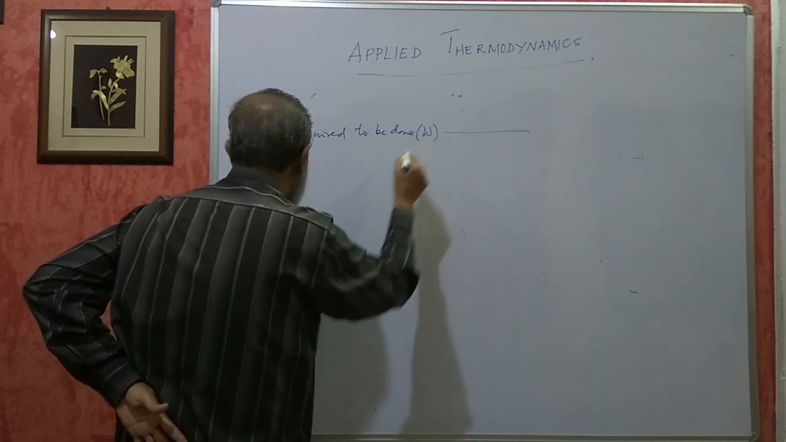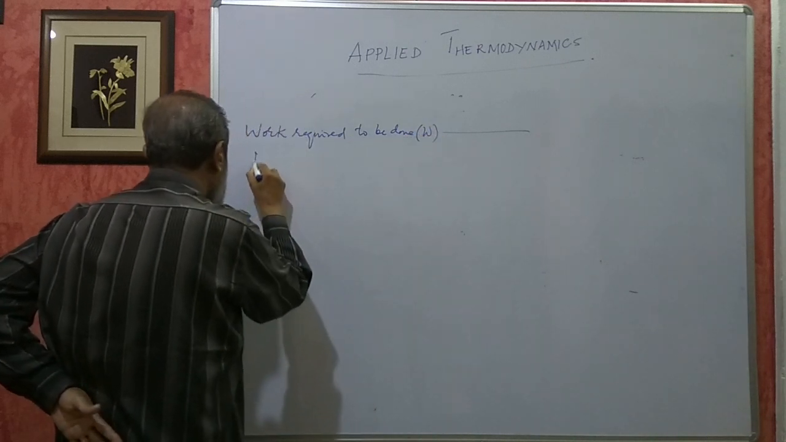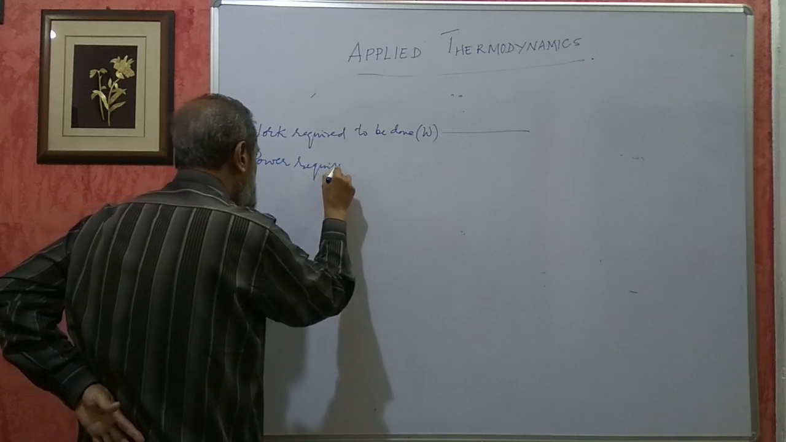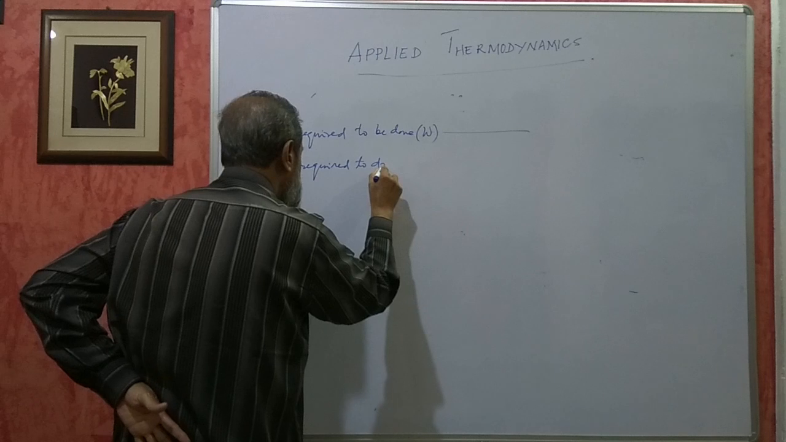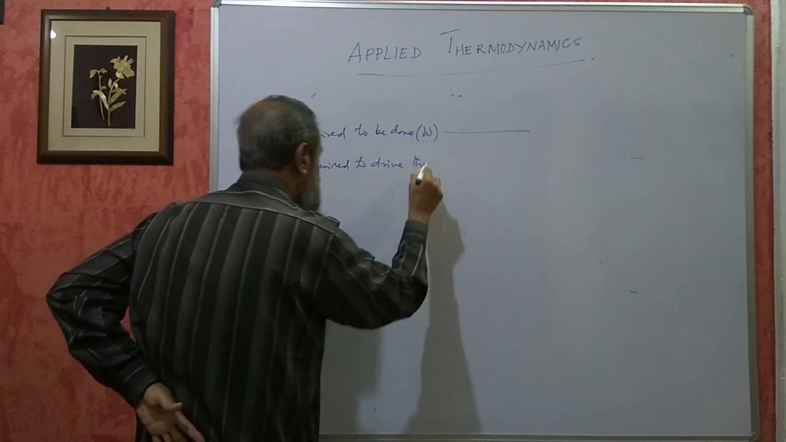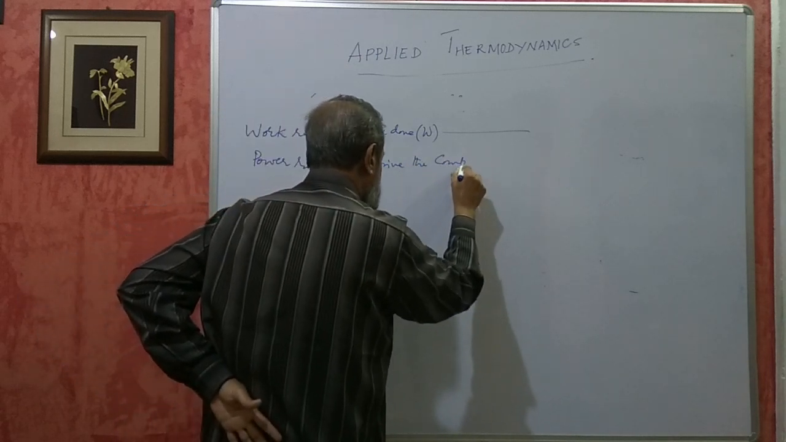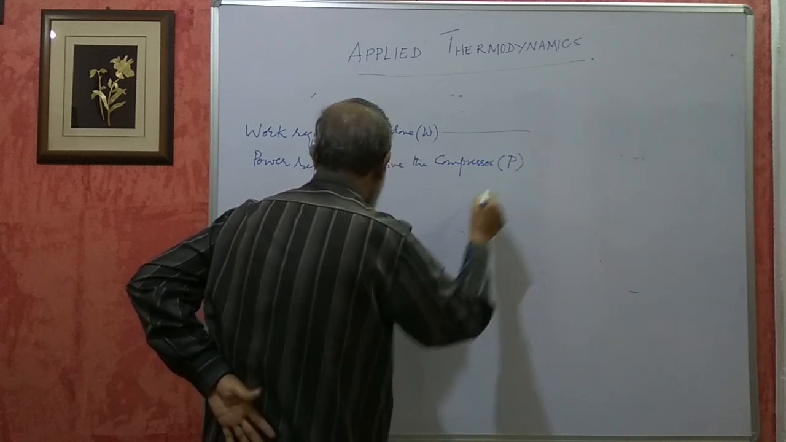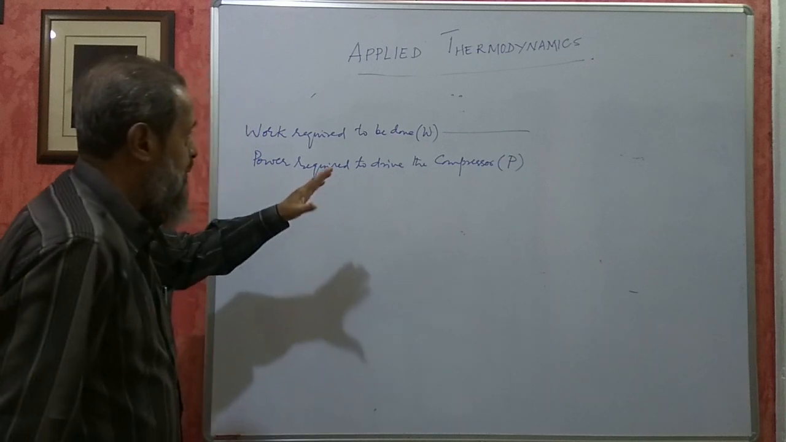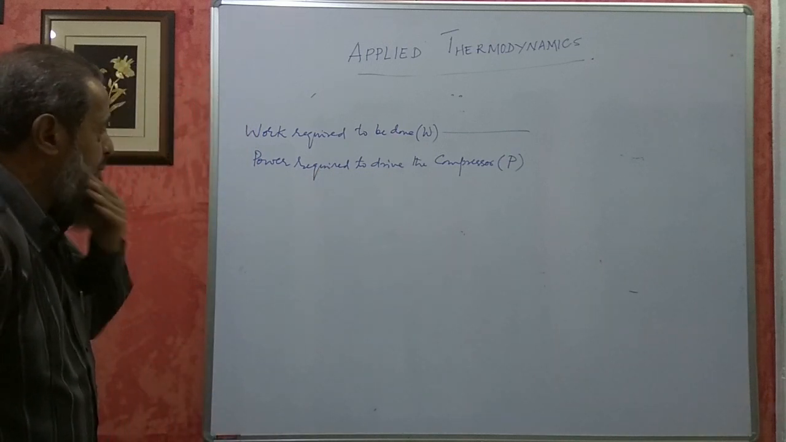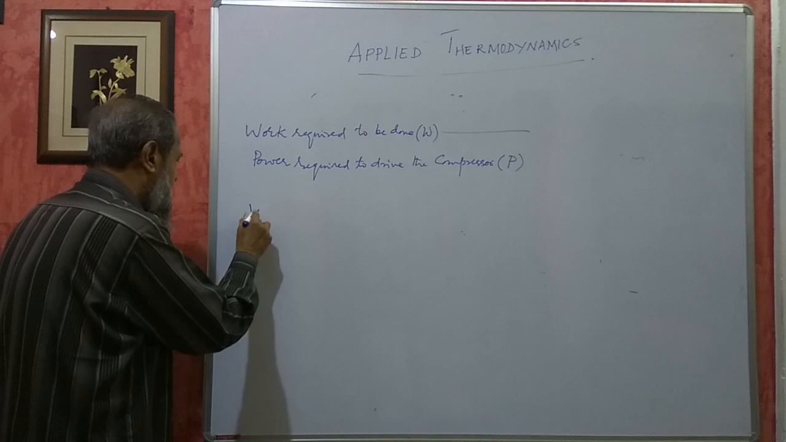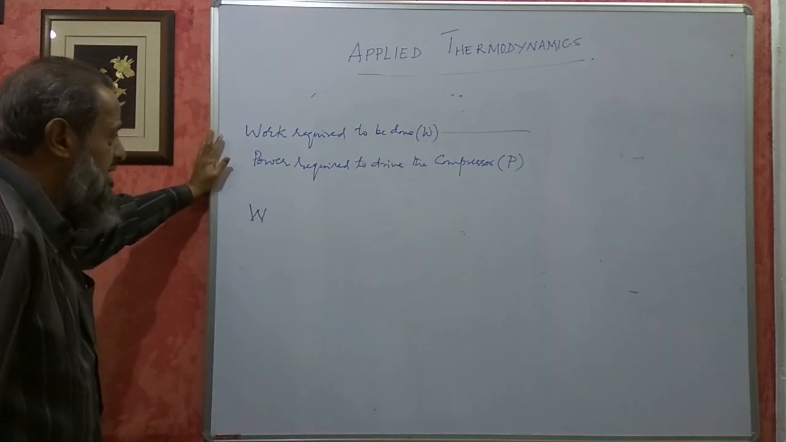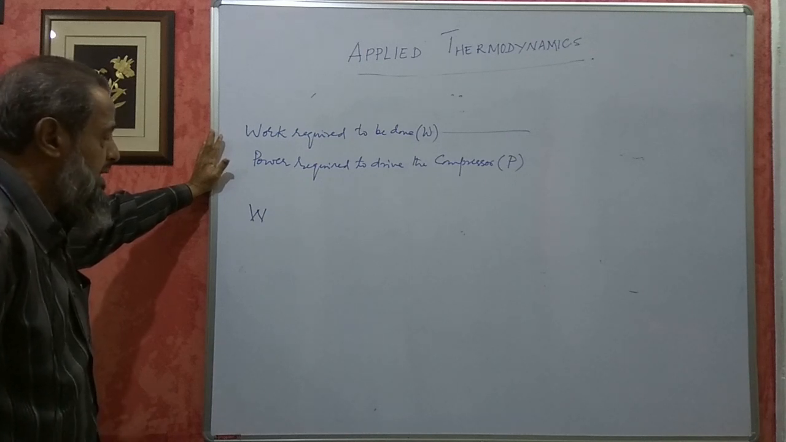That is W, and power required to drive the compressor. That is, what power motor is to be fixed to run the compressor to do our work. Now, the formula for W: if we get W, then we get P also.